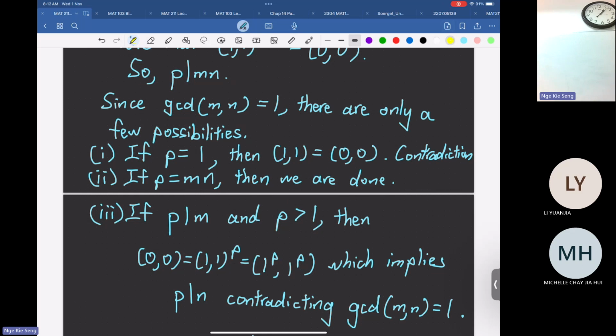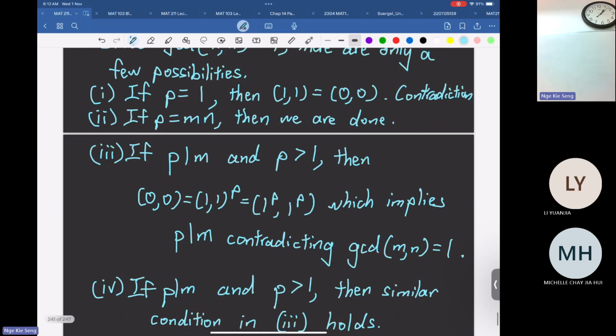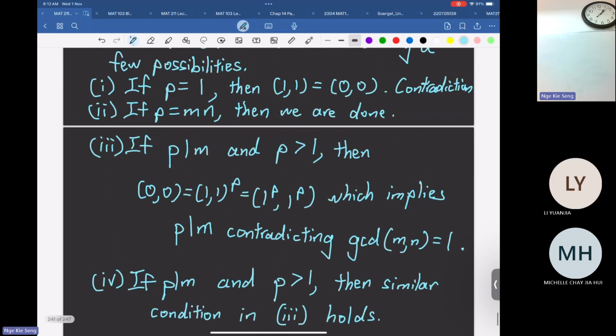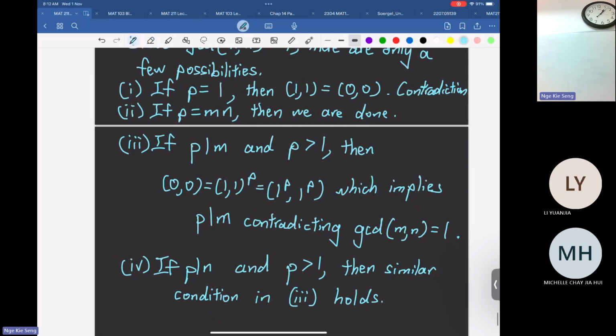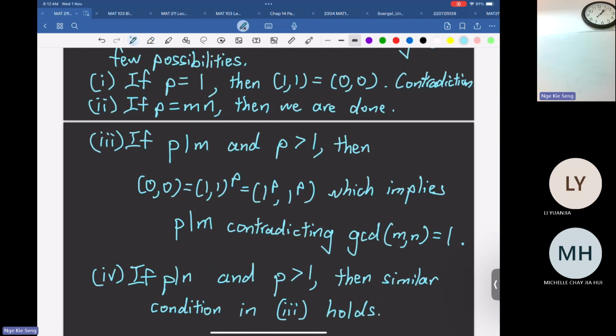You can see that the argument here is quite similar to the case of the contradiction, just that we rephrase it differently. So discuss what happened. Can P equal 1 happen or not? Can P equal MN happen or not? Can P divide M and P greater than 1 happen or not? Can P divide N and P greater than 1?